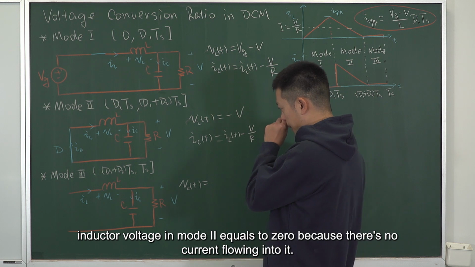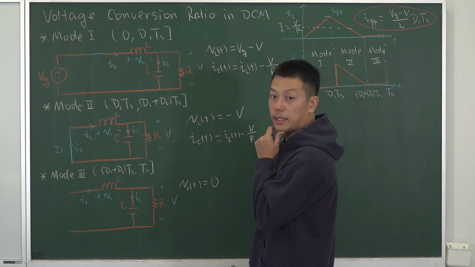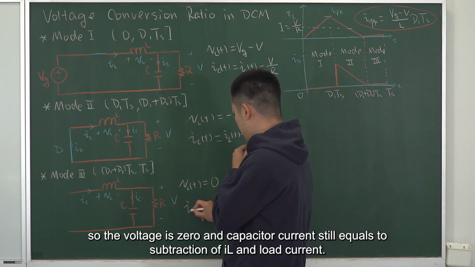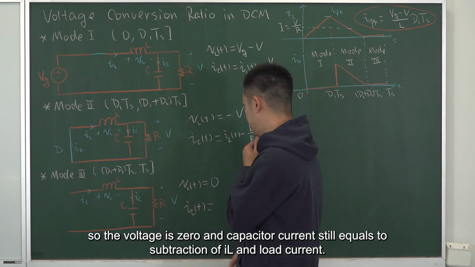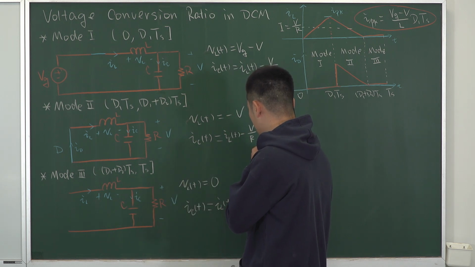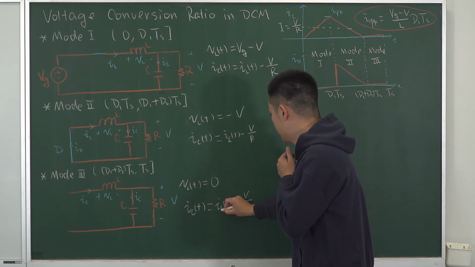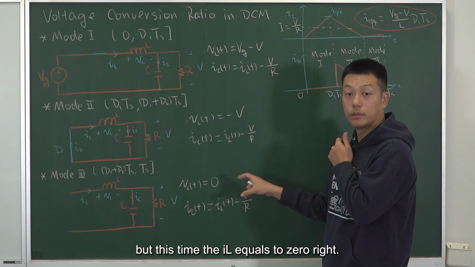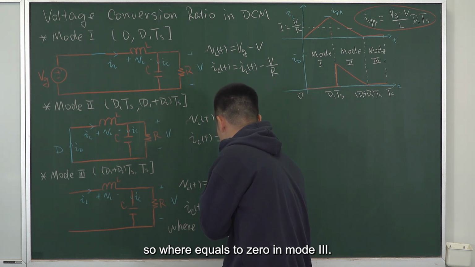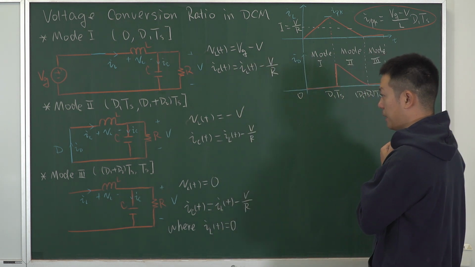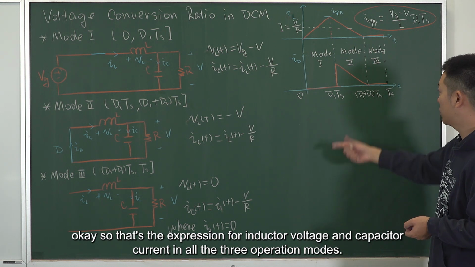The inductor voltage in mode 3 equals 0 because there is no current flowing through it. So di over dt is 0, so the voltage is 0. And the capacitor current still equals the subtraction of IL and the load current. But this time, IL equals 0 in mode 3. Okay, so that's the expression for inductor voltage and capacitor current in all 3 operation modes.